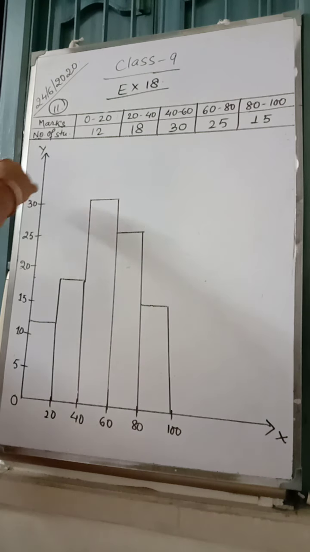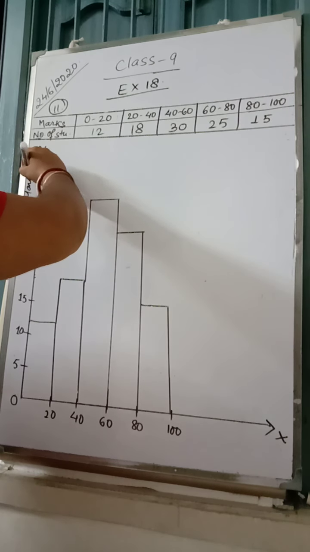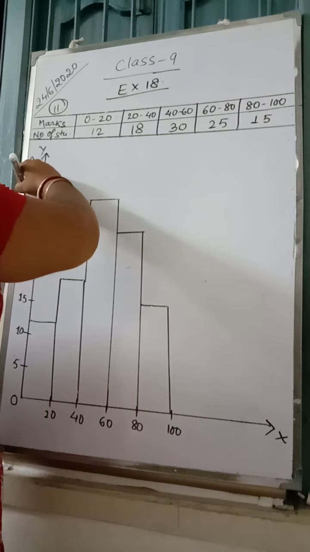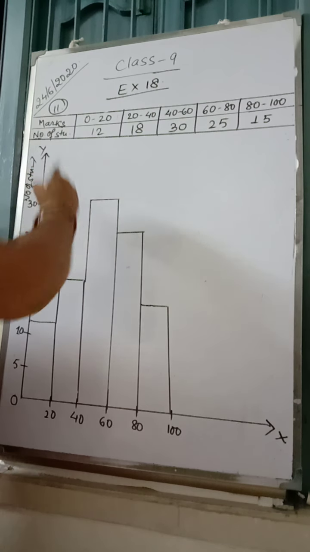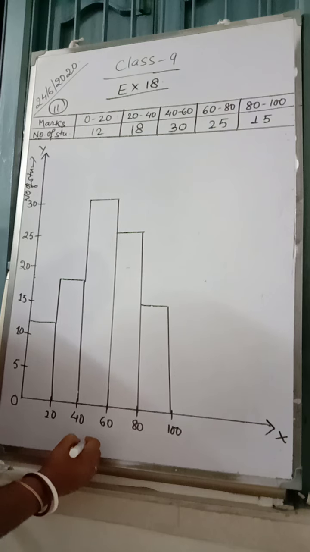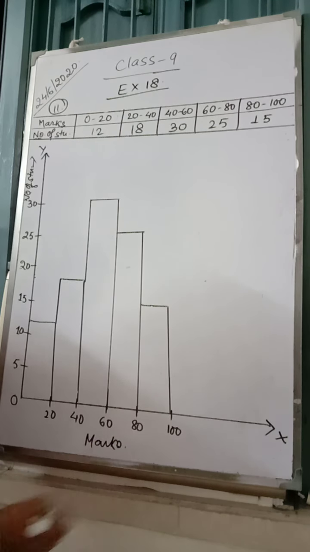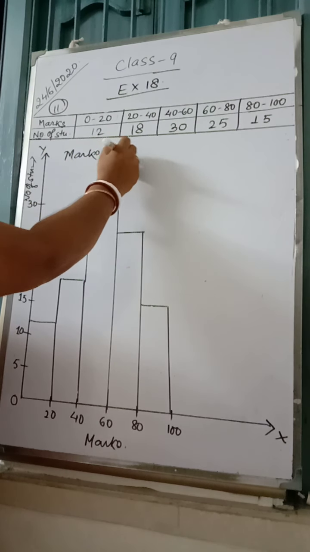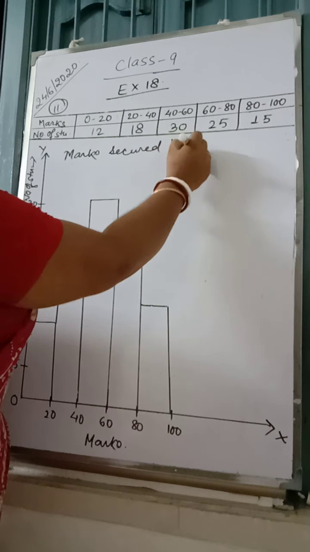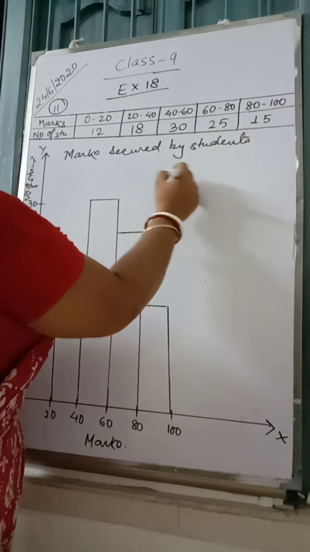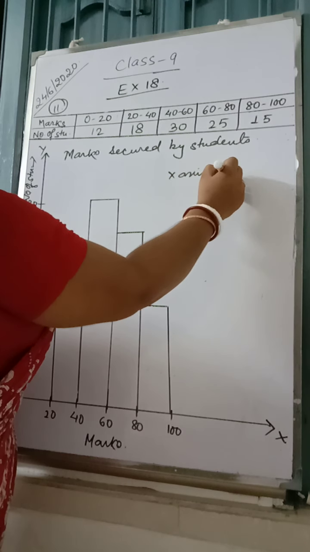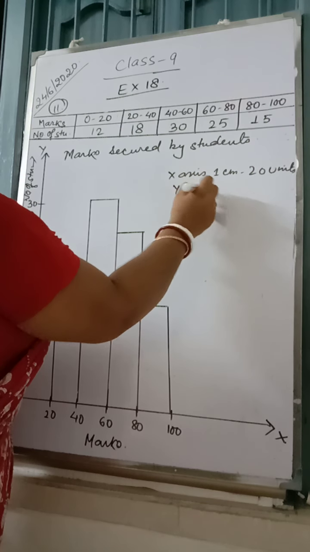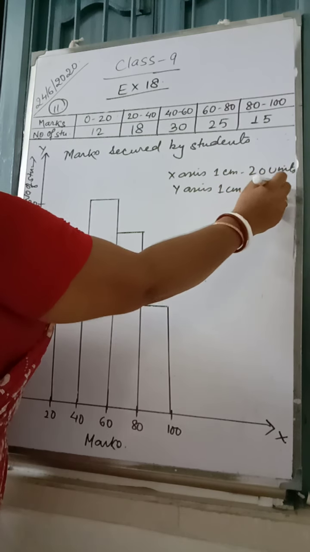Now what is this? These are the marks. Sorry, these are the number of students. Number of students. And these are marks, marks secured by students. Then x-axis 1 centimeter, 20 units. Y-axis 1 centimeter, 5 units.